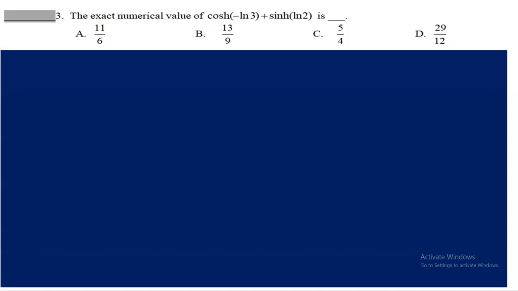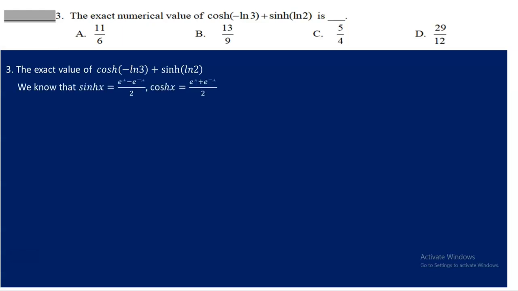So here what you need to do is recall the definitions of cos hyperbolic x and sine hyperbolic x. The next step is a matter of plugging in these two values, minus ln 3 and ln 2 respectively. So here is the solution. As you know, sine hyperbolic x is e to the power x minus e to the power minus x over 2. And cos hyperbolic x is given by e to the power x plus e to the power minus x over 2.